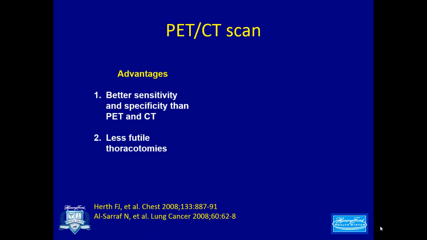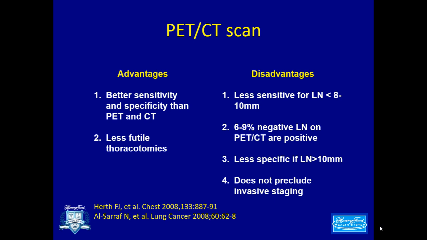The advantages of PET scan, PET-CT I'm talking about, is that it has better sensitivity than PET and CT by themselves, and it can prevent futile thoracotomies in general compared to CT scan. The problem is it's not that sensitive overall if the abnormal area you are trying to evaluate is less than 8 to 10 millimeters in size. You can still have up to almost 10% of negative lymph nodes on PET scans that are really positive. And it's not specific if the lymph node is above 10 millimeters either.